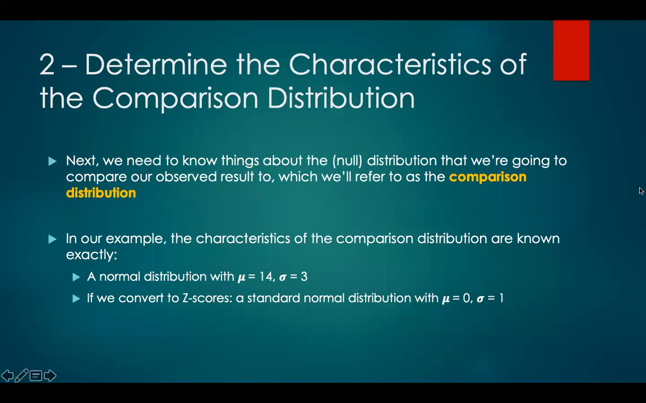Step 2 is to determine the characteristics of the comparison distribution. So we need to know things about this null distribution that we're going to compare our observed result to, which we'll refer to as the comparison distribution. So again, the comparison distribution is the null distribution. In our example, the characteristics of the comparison distribution are known exactly. It's a normal distribution with a mean of 14 and a standard deviation of 3. And if we convert the scores in this null distribution to z-scores, it's a standard normal distribution with a mean of 0 and a standard deviation of 1. Because remember, all standard normal distributions have these parameters.